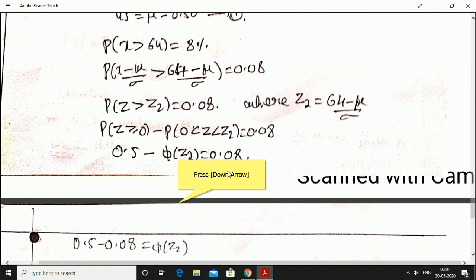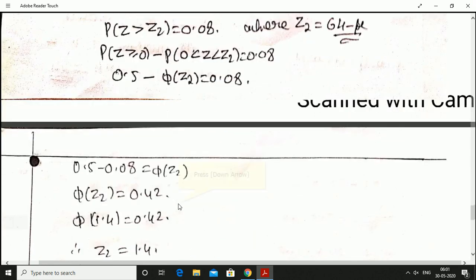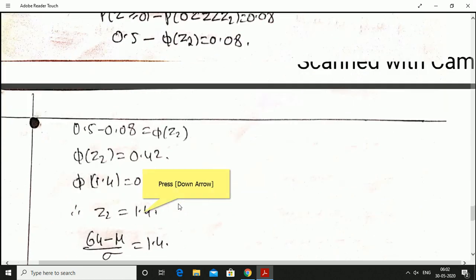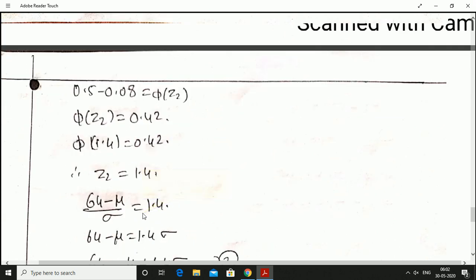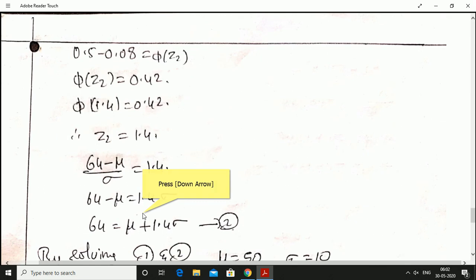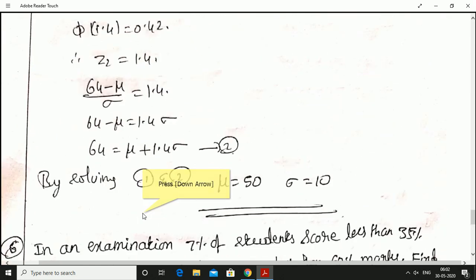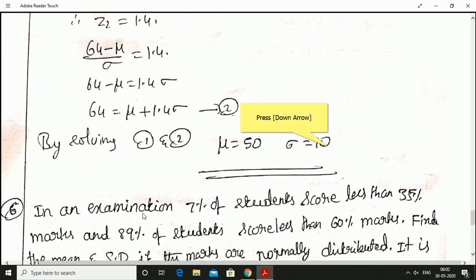Area from 0 to infinity is 0.5, and 0 to z2 area I denote as phi of z2. Phi of z2 is equal to 0.5 minus 0.08, that is 0.42. Now, corresponding to area 0.42, z value is 1.4. Therefore, z2 is equal to 1.4. So (64 minus mu) by sigma is equal to 1.4. On simplification, 64 is equal to mu plus 1.4 sigma.